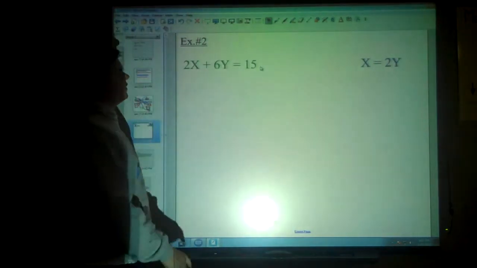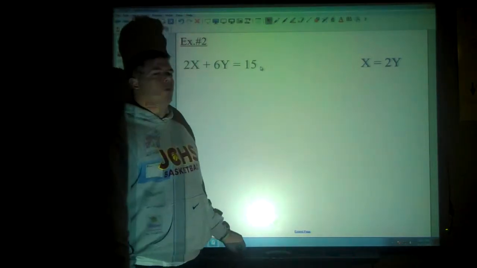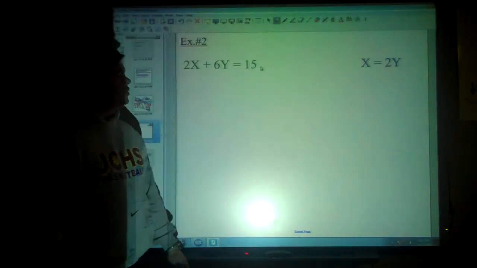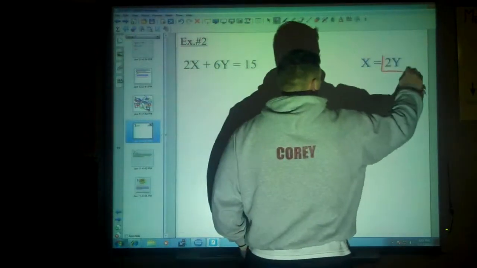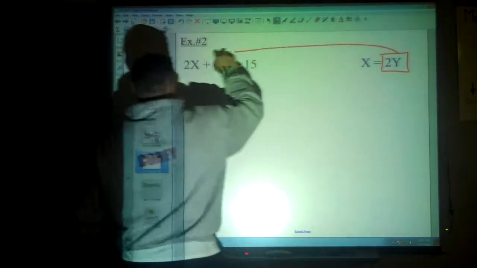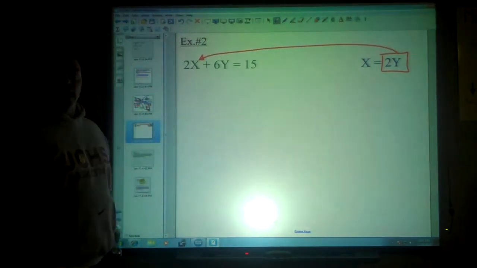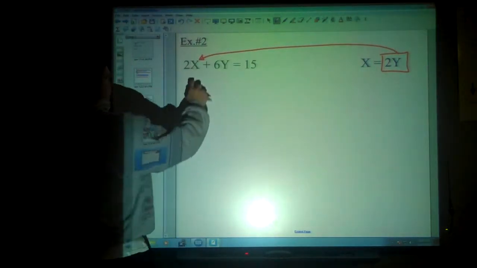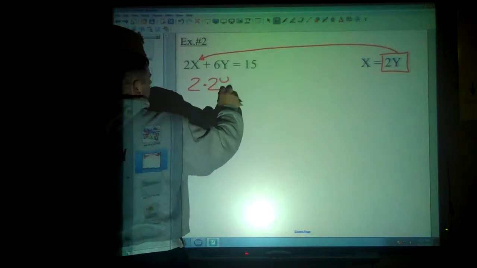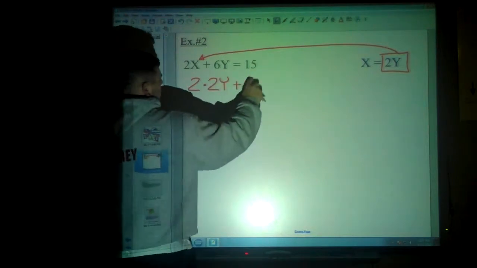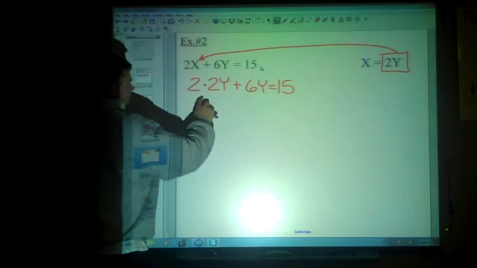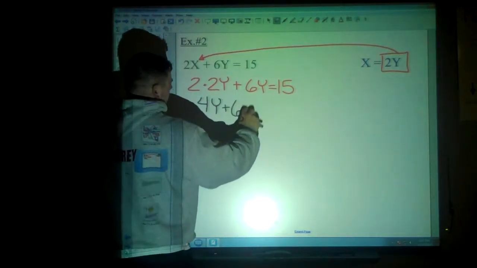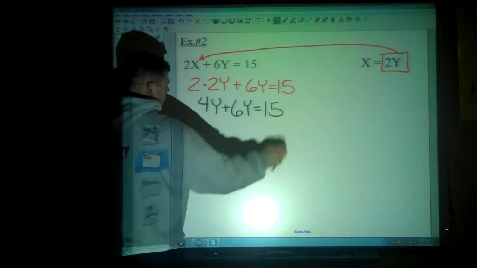So we've got 2x plus 6y equals 15, and x equals 2y. Now we don't actually have to do step 1 because we already have a variable completely alone. So we take what it's equal to and we plug it into the other equation for that variable. We now have 2 times 2y, because that's what goes in there, plus 6y is equal to 15. That's going to give us 4y plus 6y equals 15.